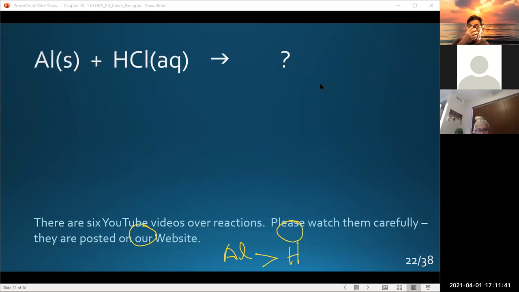Second question, is the most reactive metal in ionic form? And the answer to that is no.